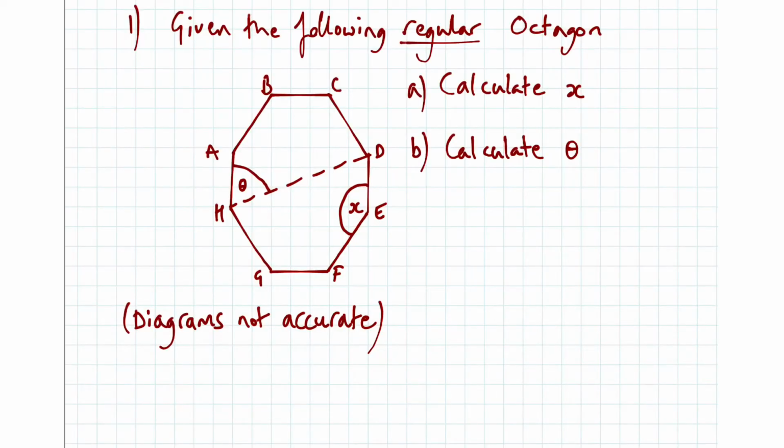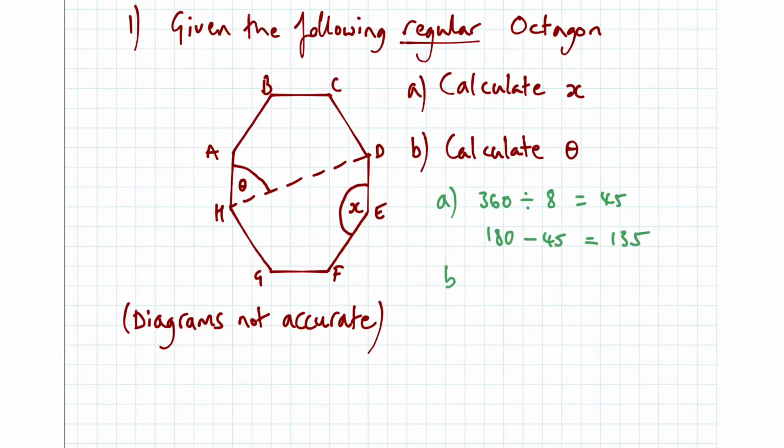Question 1, it's the internal angle of an octagon, so you should know, hopefully by now, that 360 divided by the number of sides will give you the external angle. Now that external angle is 45. And then if you just take that away from 180, you can find the internal angle.